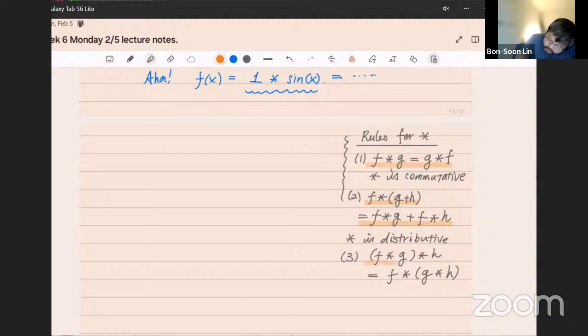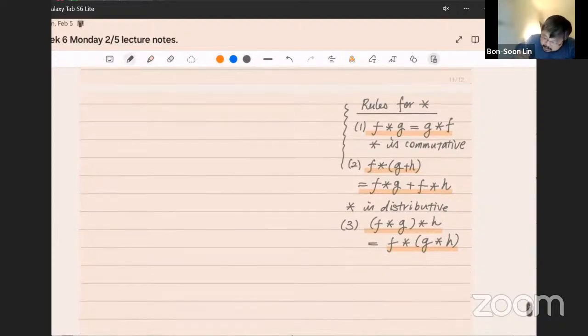Do you know what this is called? If f star g star h, it doesn't matter whether I parenthesize the first two of the star or the second two of the star. This is associative. Star is associative. Okay. And even though I write it in this corner, these are very useful properties.